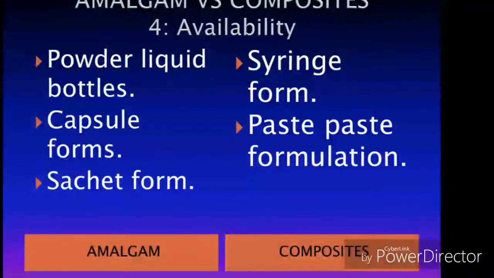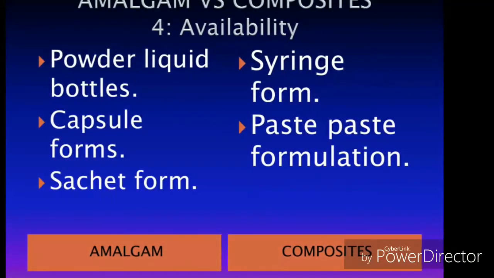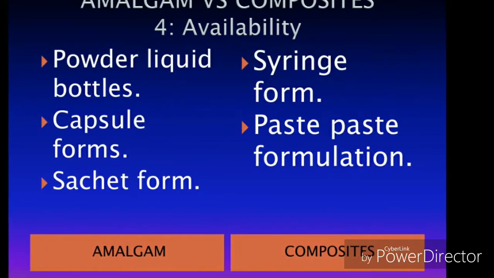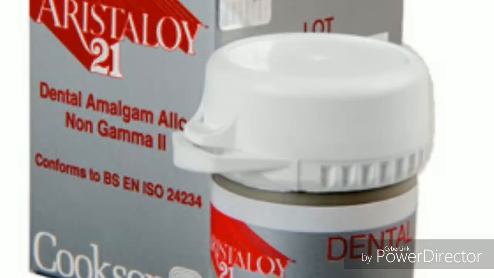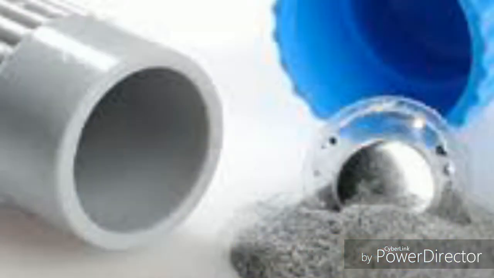If we compare the availability of dental amalgam and dental composites, dental amalgam is available in the silver alloy powder and liquid mercury bottles. It is also available in the capsule form, in which in one of the compartments there is silver alloy and in the other compartment there is liquid mercury, which is separated by a very thin membrane. Then it is also available in the pre-proportioned sachet form.